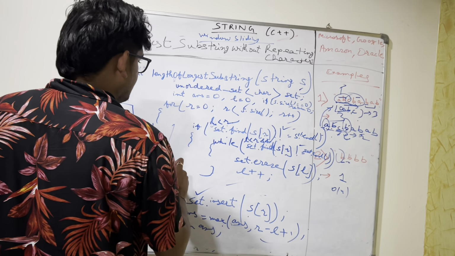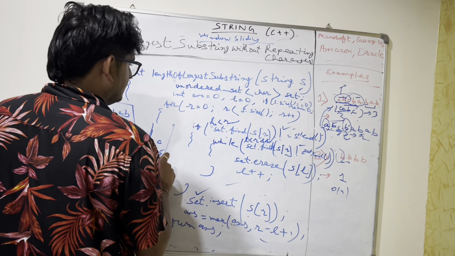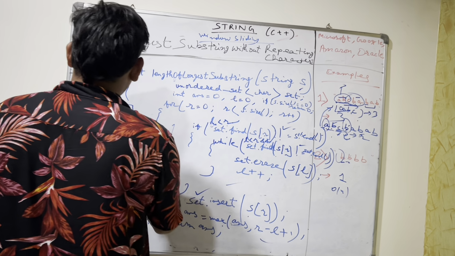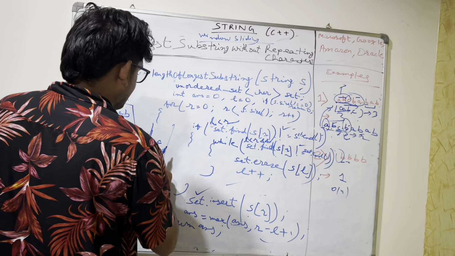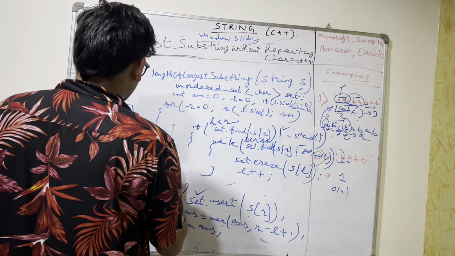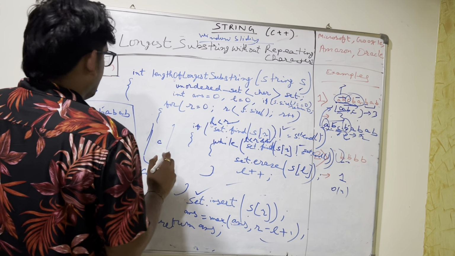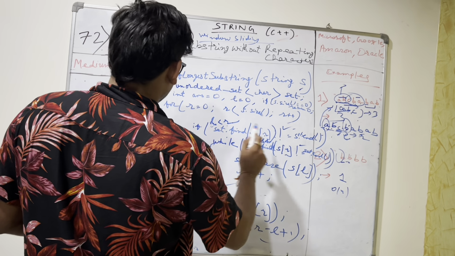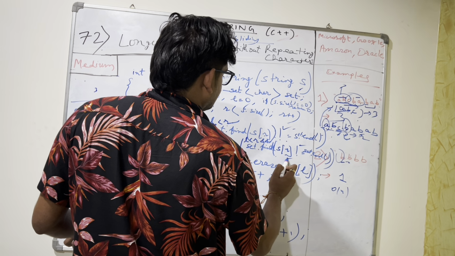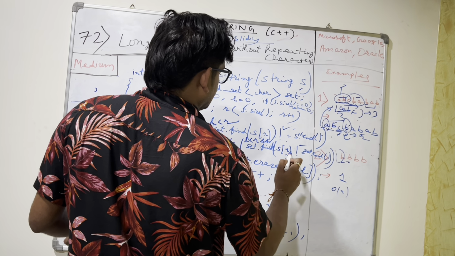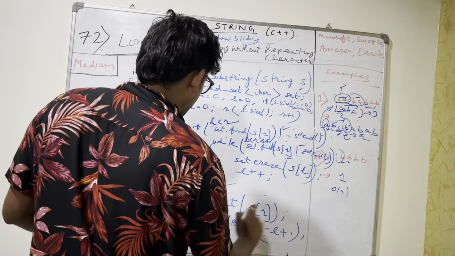Okay, and then again we check if this R character, this B, is there or not. It's still there. So again we will remove this and increase L. So L becomes 2 now. R was actually 3. Now when we check again, after B is removed, we see it is not there in the set. B is not there in the set, so we insert this B.